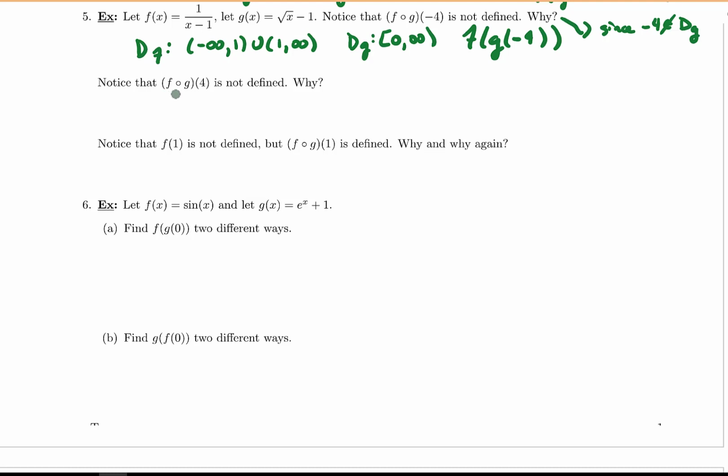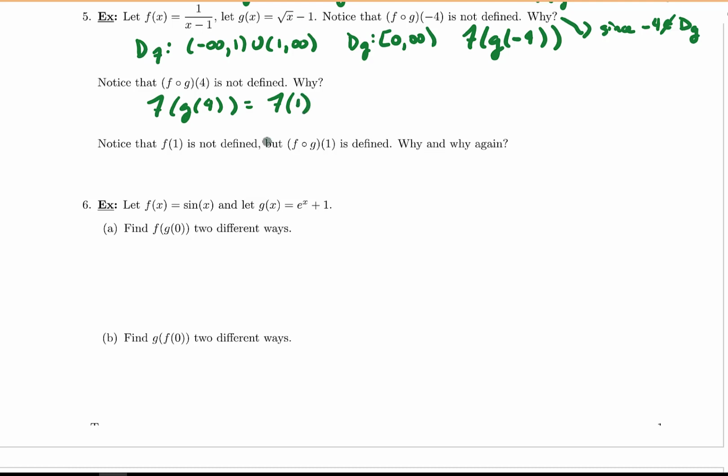Notice that f of g of 4 is not defined. Why? Well, let's just look at that. f of g of 4 is equal to f of, we need to figure out what g of 4 is. Well, g of 4 would be the square root of 4 minus 1, which is the square root of 4, which is 2, minus 1. So that comes out to be 1.